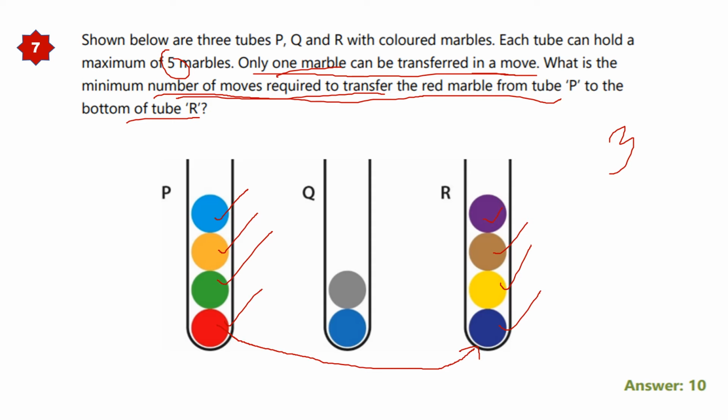So yeah, it is like what? 1, 2, 3, 4. 4 items to be taken from this one, 4 items to be taken from this one, then 8. Then 2 more moves will be there, and finally we will get what? Maximum 5 marbles. Each tube can hold only 5 marbles. So we have to understand that also. So finally, we will get 10 as the number of moves. Minimum number of moves. Okay.